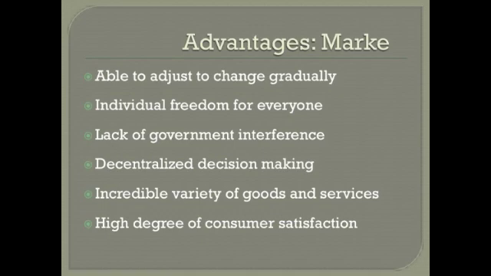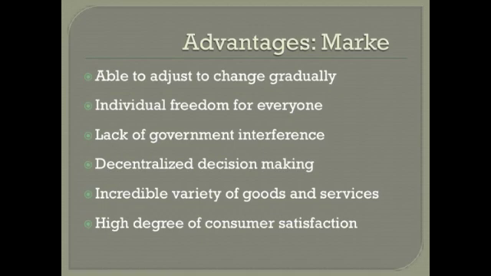One, it can adjust to change gradually, which means if things need to change, it will change, but it does so slowly. It doesn't do it rapidly like a command economy, but it can do so slowly. Second, there's individual freedom for everyone. You're free to produce whatever you want, consume whatever you want, as long as it's legal. We've talked about that. But I guess in theory, in a pure market, there would be nothing that would be illegal to produce. Lack of government interference, we've already talked about. Government makes no decisions about the economy.